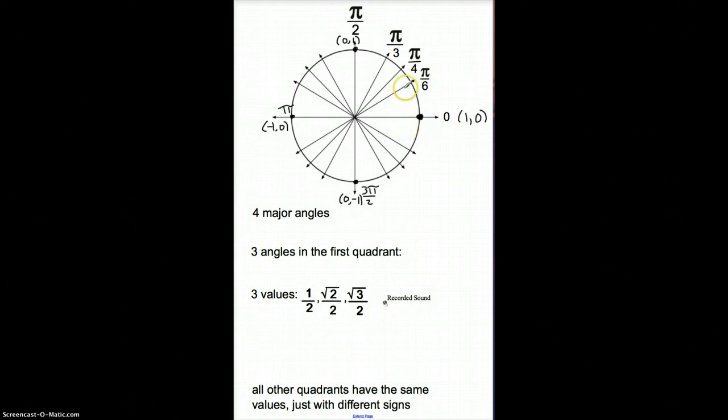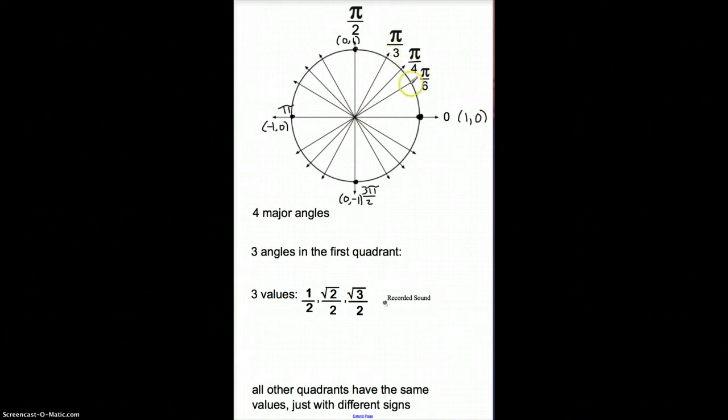Also, there's 3 other angles you need to know. Pi over 6, pi over 4, and pi over 3. Now if you know anything about fractions, the bigger the bottom number is, the smaller the fraction value. So this is the smallest angle, so that's going to have a pi over 6, the highest value in the bottom. This one's pi over 4, that's exactly halfway in between. And this is pi over 3.